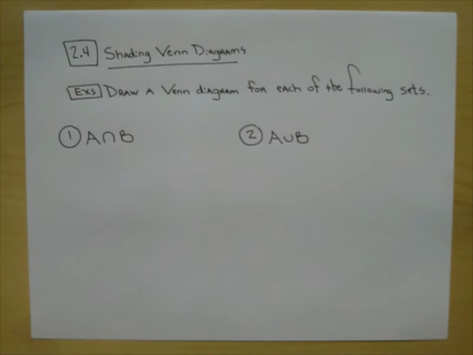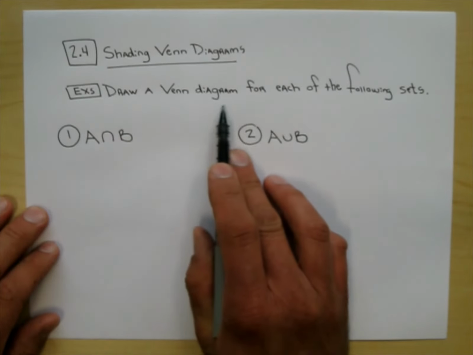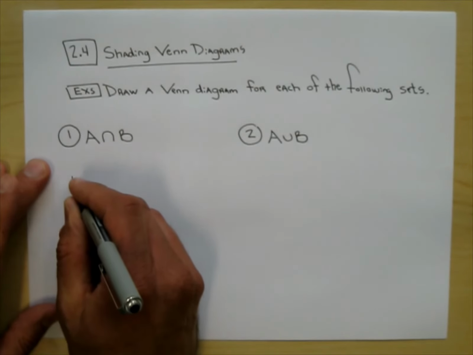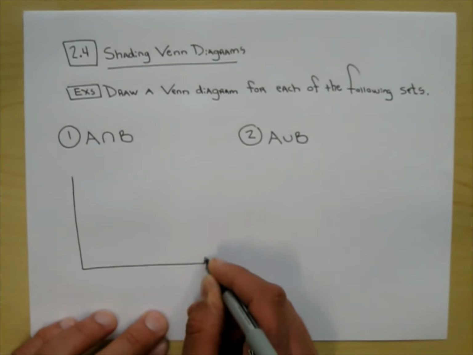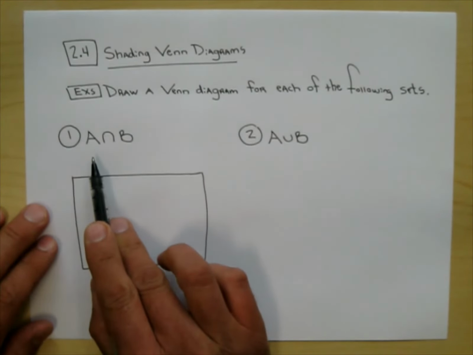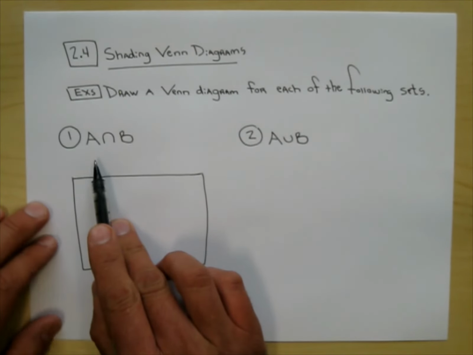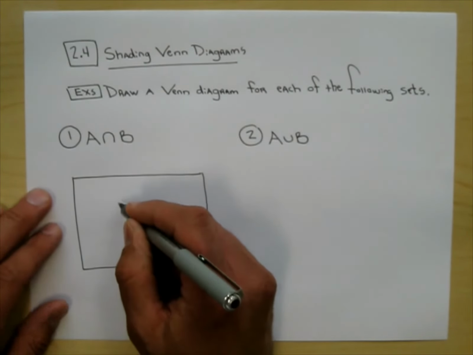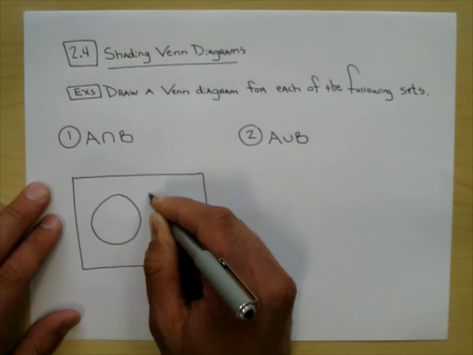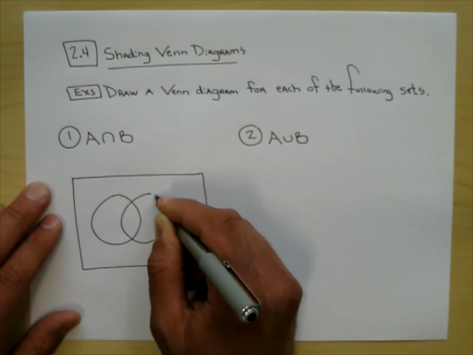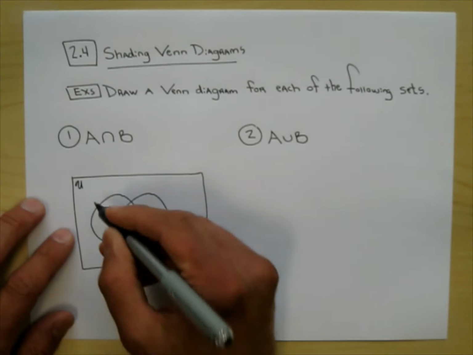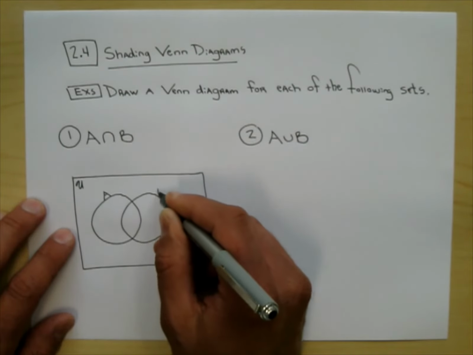So let us go ahead and talk about this right here. Draw a Venn diagram for each of the following sets, and we're going to shade the Venn diagram. Okay, so the first thing I'm going to do is draw a rectangle. We're doing problem number 1. And now we have 2 sets, and we use circles to represent the sets. And what we're going to do is make those circles overlapping. That's what I'm going to do. Okay, so maybe I'll say this right here is the universal set, and this is set A and set B.